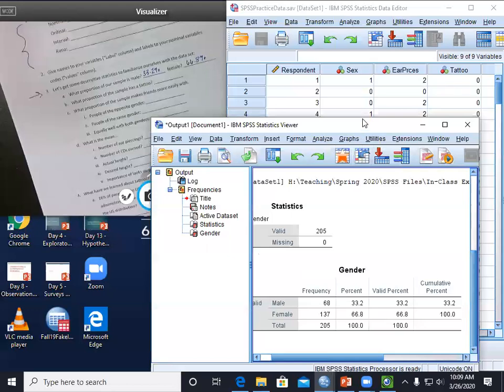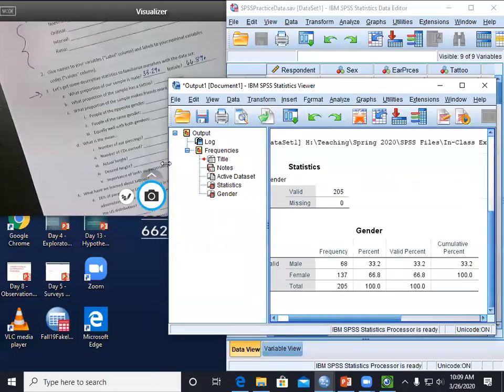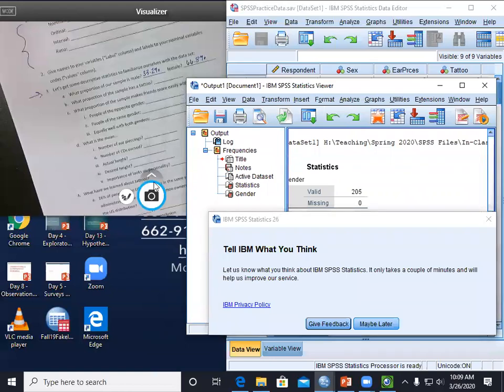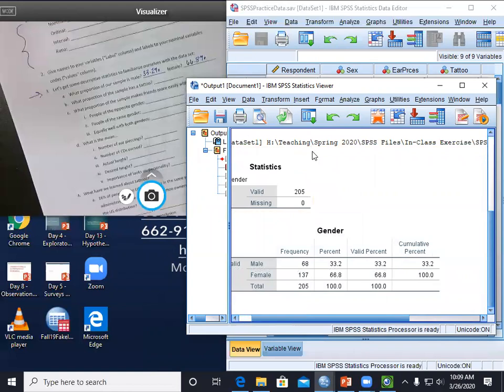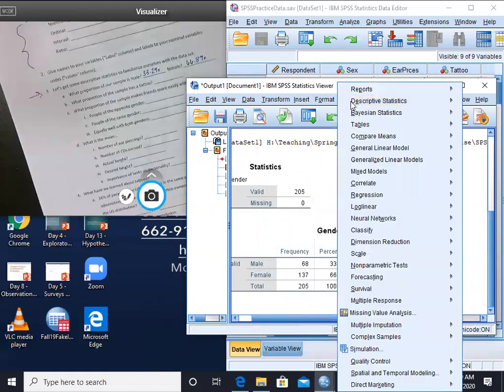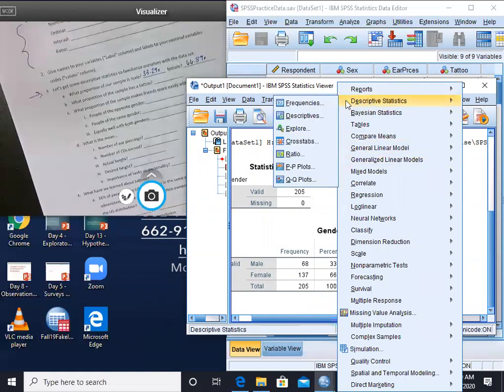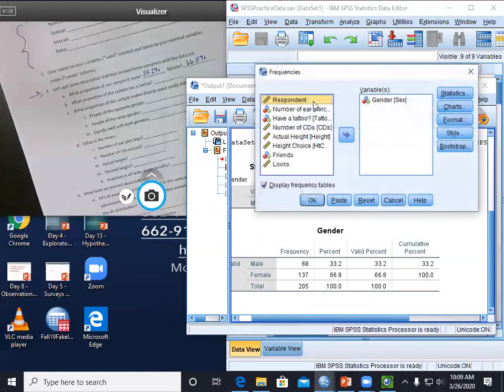The next thing that we want to learn is what proportion of the sample has a tattoo. The way that we do that is we go back to Analyze, Descriptive Statistics, Frequencies. We're no longer interested in gender. Now we're interested in what proportion have a tattoo. So we're going to move have a tattoo over to the variable box. Display Frequency Tables is still checked, so we click OK.